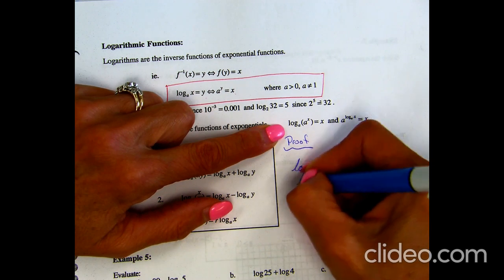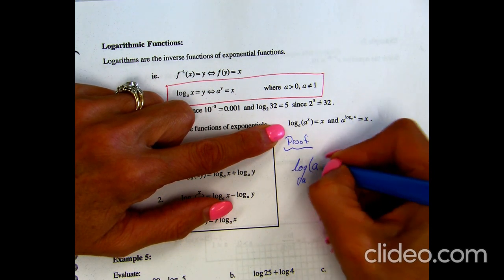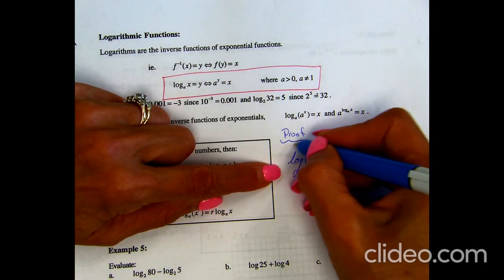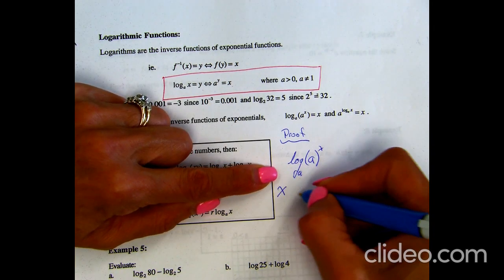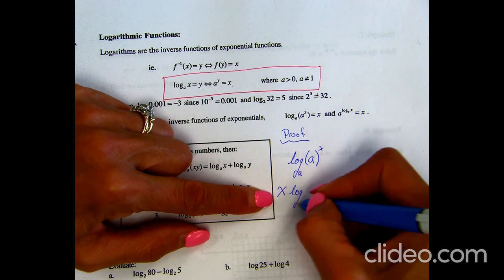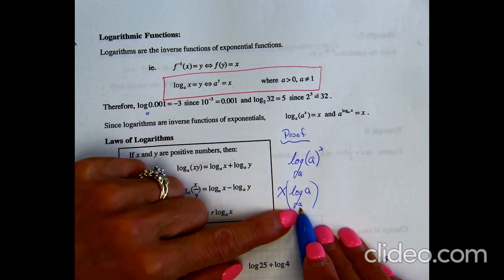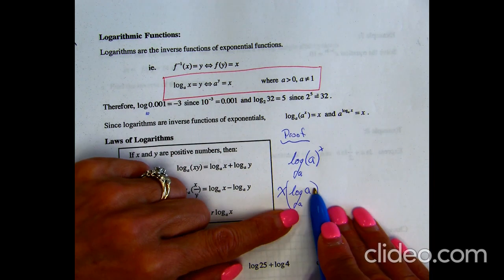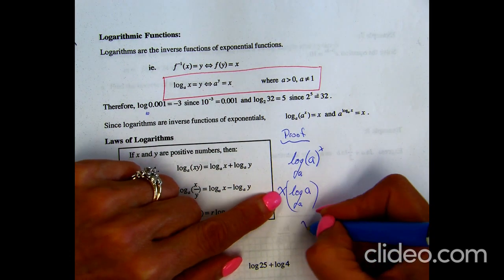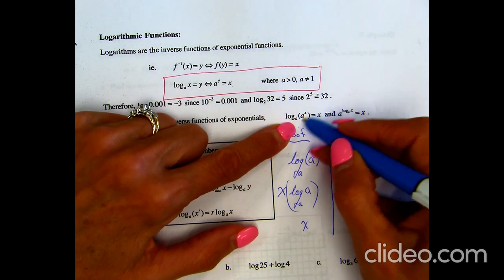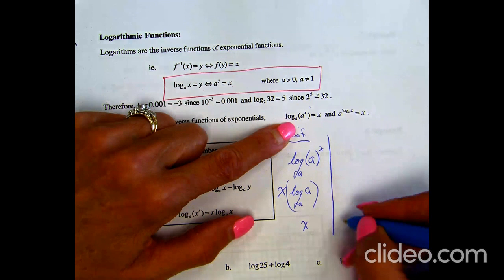So log to the base a of a to the power of x. Our power law tells us the x can come down in front. I'm going to get x times log to the base a of a, which is asking you, to what power do you raise a in order to get a? 1. So you're just going to be left with x, which is why log to the base a of a to the x is equal to x. Check.